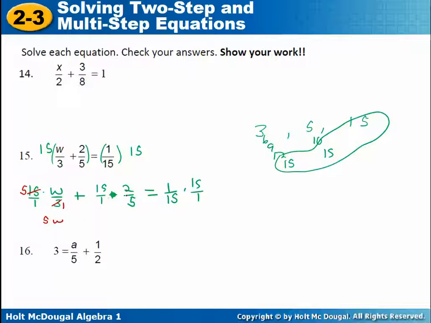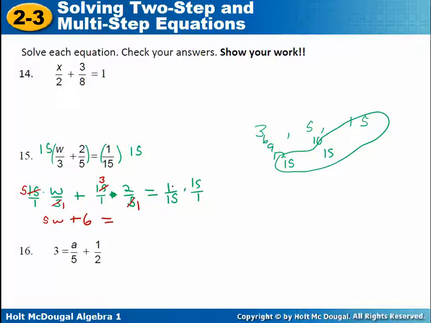On the second set here, I have 15 in the numerator and 5 in the denominator. 5 is a factor of 15, so I can take 5 divided by 5 and get 1. 15 divided by 5 is 3. 3 times 2 is 6. It's a plus because there's a plus here.